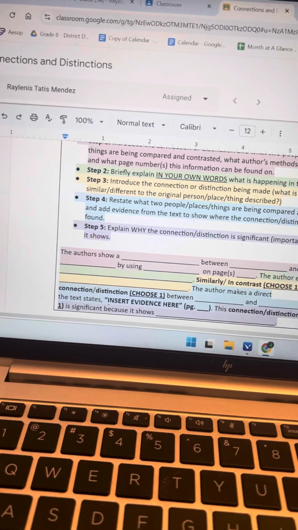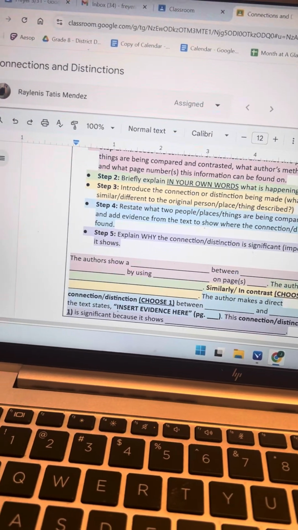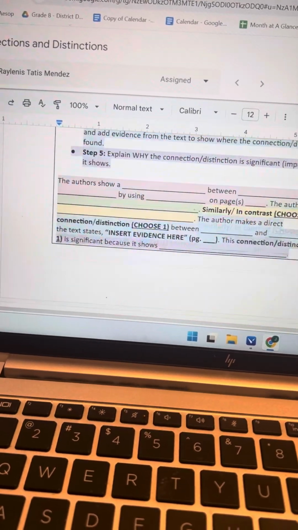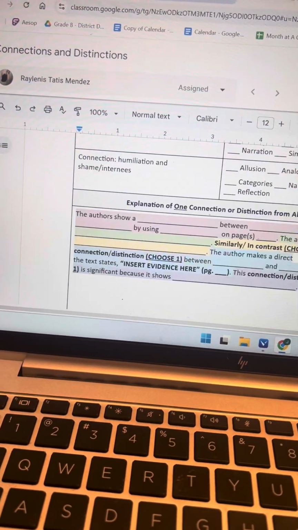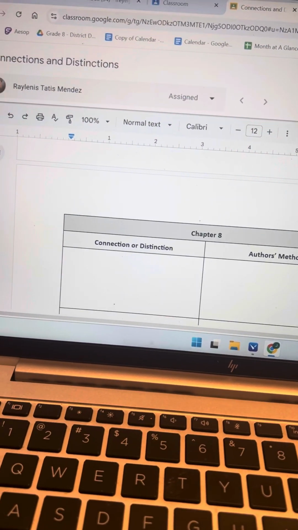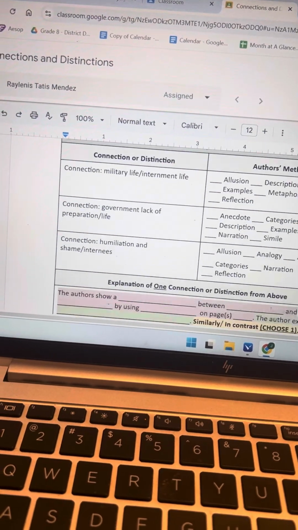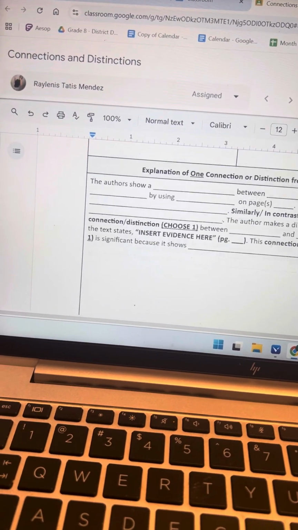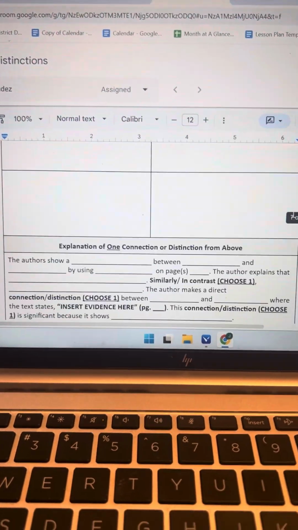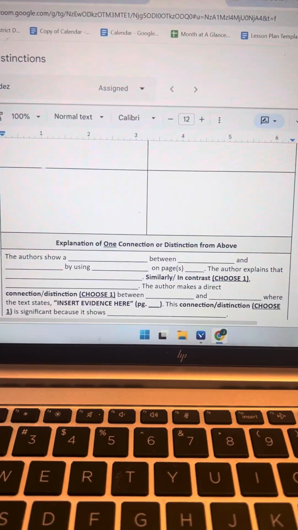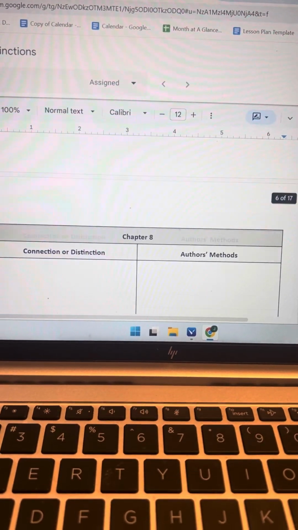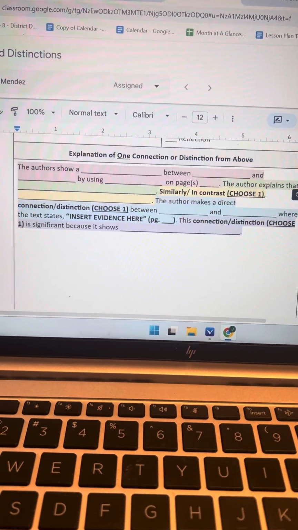We just finished chapter 9 in class. So the chapters you need to read are 1, 2, 3, 4. We skipped 5 on the author's methods chart, and then we went to 8 and 9. Okay, so those are the ones you want to read, and I provided you with sentence stems to use. This is what you want to get done. Okay. Let me know if you have any questions. Connections and distinctions on Google Classroom.